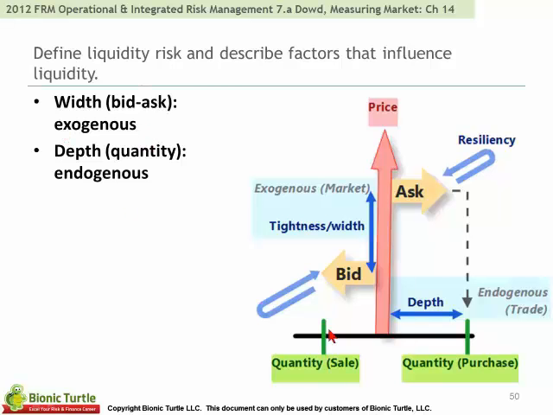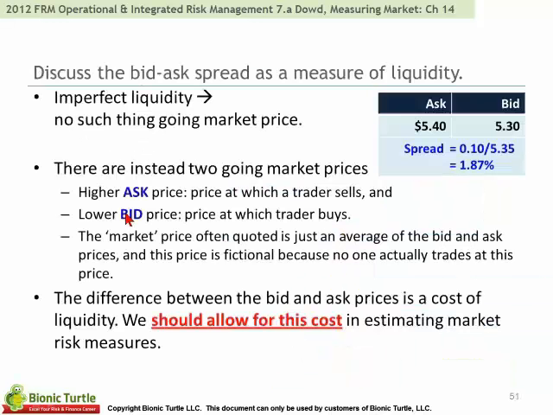And then that's different than the fact that our position may be large enough to actually impact the price if we try to exit, or as we go to exit the position or sell the position. And that's sometimes called depth. And we'll see that that reflects an endogenous liquidity risk factor. And they're not mutually exclusive. At the end of the discussion, Dowd shows how they can both be used together.